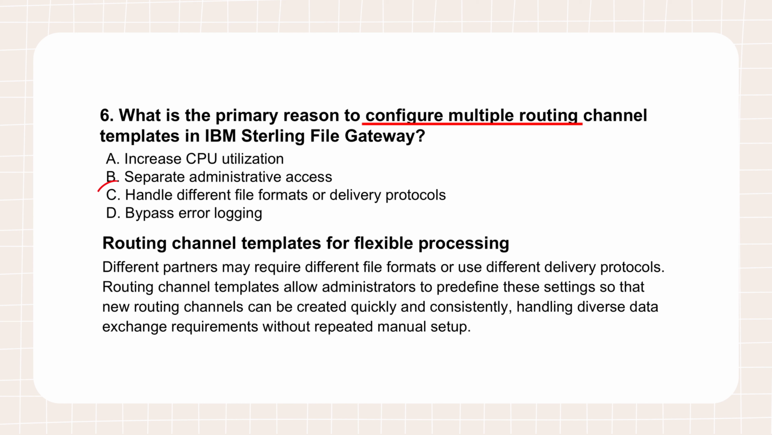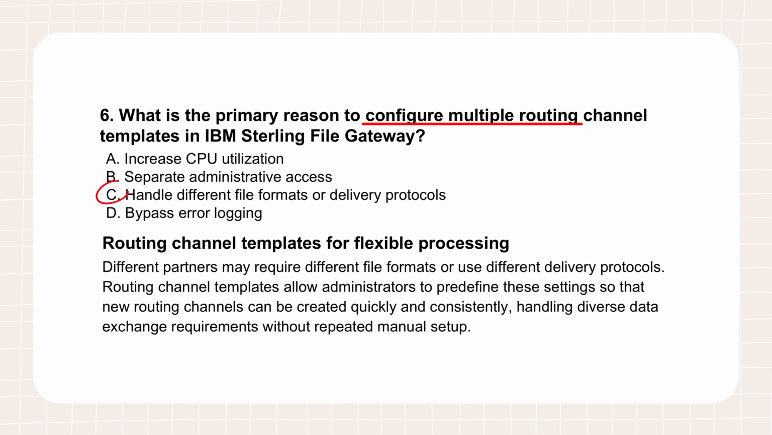Yeah. Some partners might use basic FTP, others need the security of SFTP, some use HTTPS for web stuff, and the files themselves could be plain text, complex XML, standard EDI formats. It's diverse. So a single setup just wouldn't work for everyone. Exactly. One size definitely does not fit all here. Templates let you predefine and save the specific settings needed for these different scenarios. FTP settings here, SFTP there, rules for XML here, EDI there.